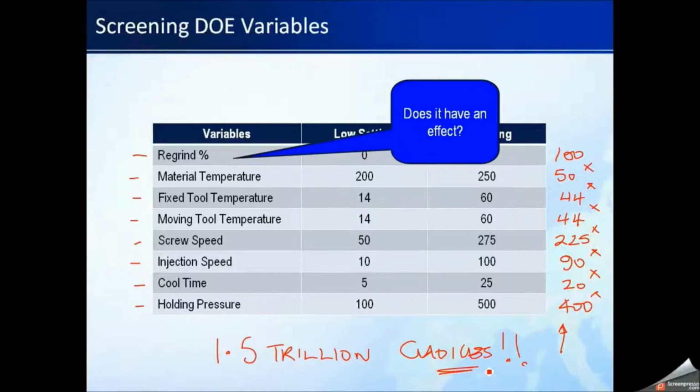One of the things I've included here, look, is regrind. Regrind is something that they don't currently control. Most companies don't control regrind, simply because you never know quite how much you're going to have. So it tends to be a movable feast, regrind. So we are going to put that into the test because we want to see what effect it has on our process.